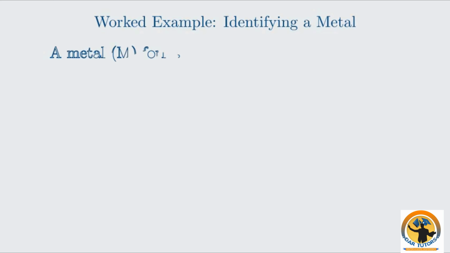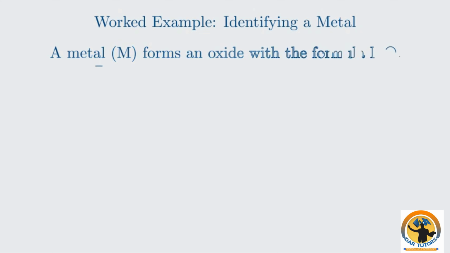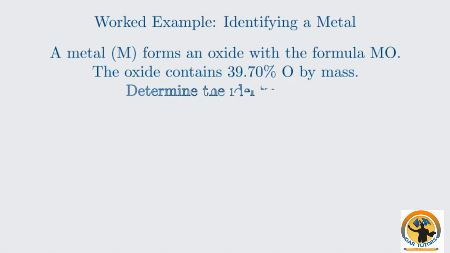Let's work through an IB-style problem that requires us to deduce the identity of an unknown metal. The problem states that a metal, M, forms an oxide with the formula MO, and this oxide contains 39.70% oxygen by mass. We need to identify M. A key strategy here is to assume a 100-gram sample of the compound. If it's 100 grams, then 39.70% of it is just 39.70 grams.